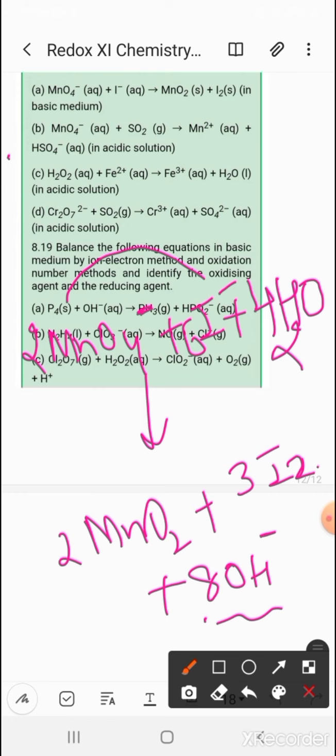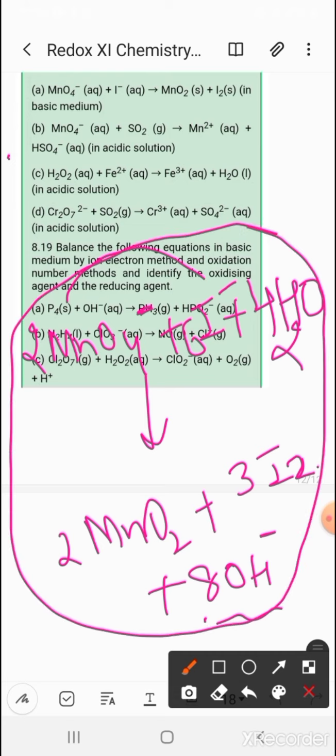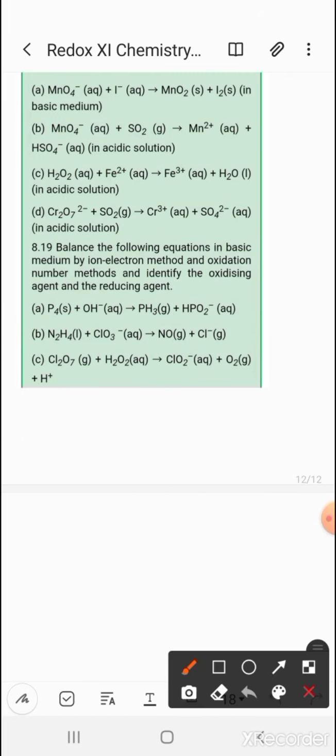Now this will give you the balanced oxidation number or the balanced oxidation reaction. So this is the balanced redox reaction by the oxidation number method in basic medium. Now next I am going to discuss in the acidic medium. Now, this is the reaction which I am considering.